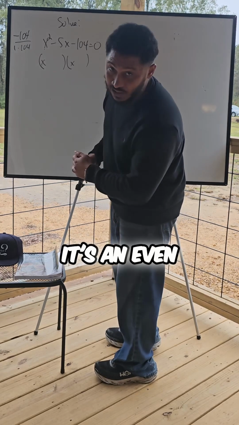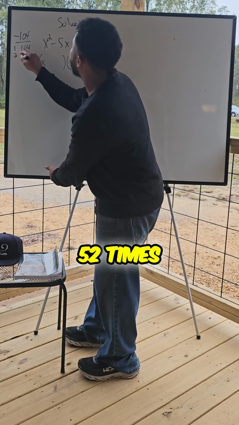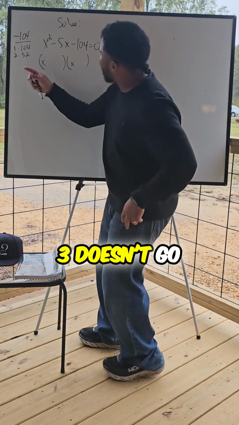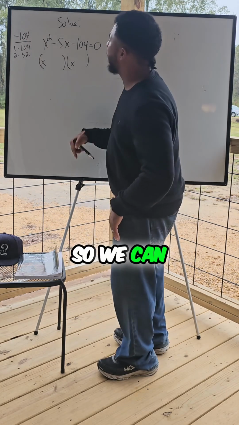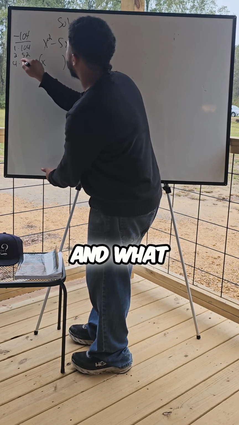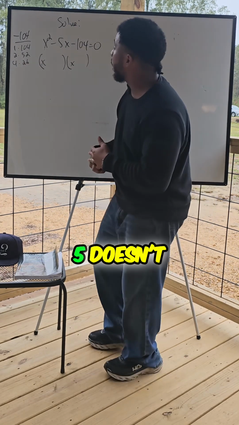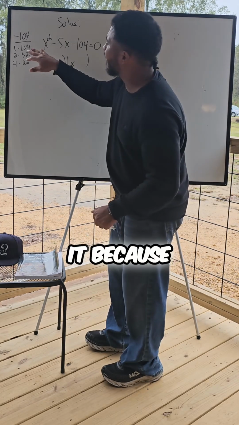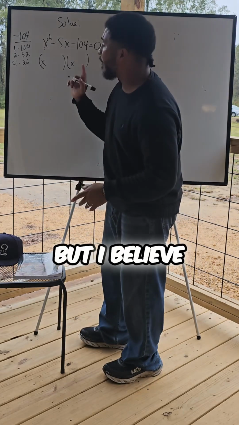Let's see. It's an even number, so I know 2 goes into it. 2 goes into it 52 times. Still not negative 5. 3 doesn't go into it because the digits don't add up to a multiple of 3, so we can skip that one. Oh, but 4 works. 4 and 26. Still not negative 5 if we combine them. 5 doesn't work because it doesn't end in a 5 or a 0. 6 can't because 3 doesn't go into it. 7 doesn't go into it, but I believe 8 does.